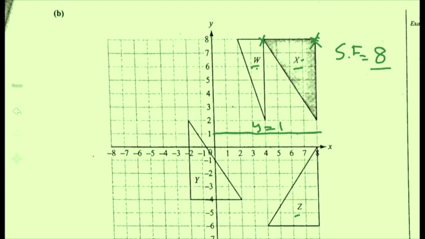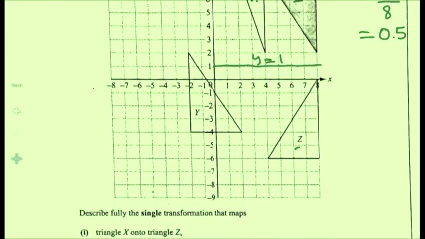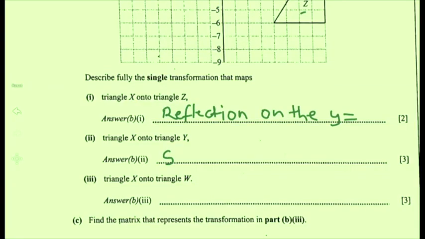oh, your image is not 8 units. So your image is that triangle W. So your image will be only 4 units. So that's the image, 4 units away from that invariant line, over the object there, which is 8 units away. So your factor will be 0.5. So that will be your stretch factor there, 0.5. So you can describe that as a stretch.